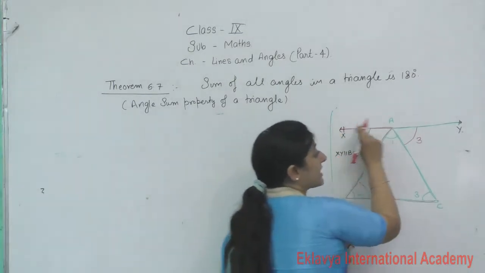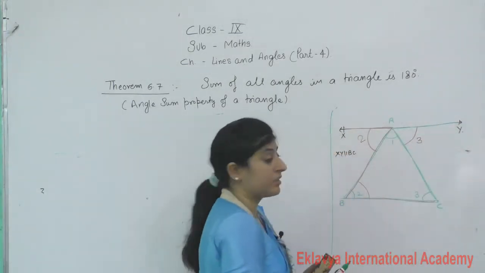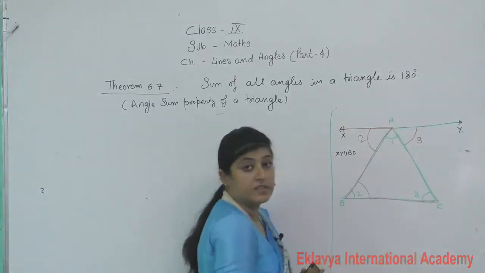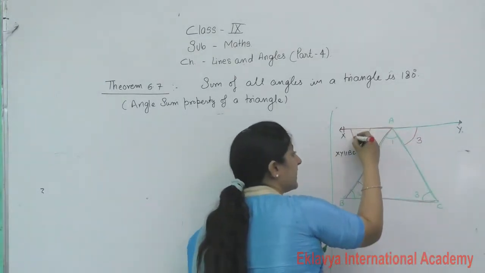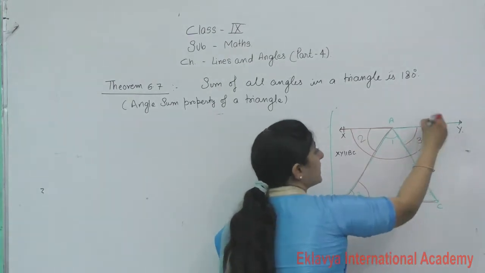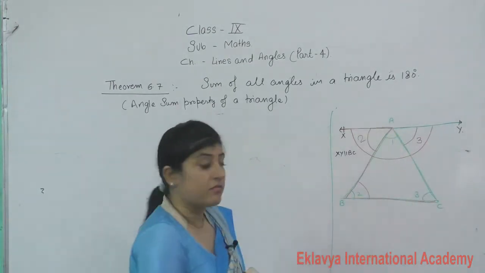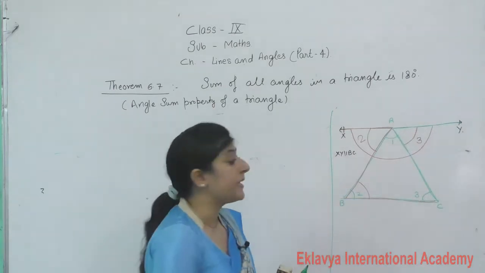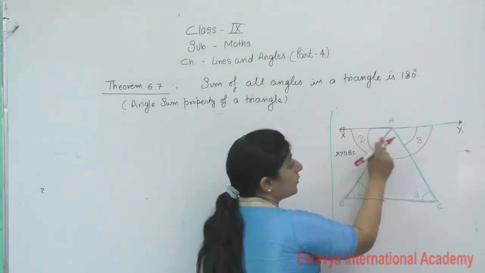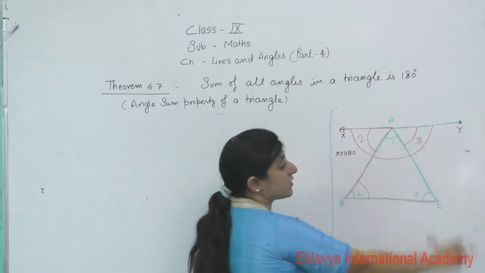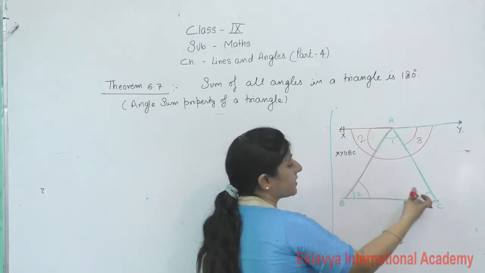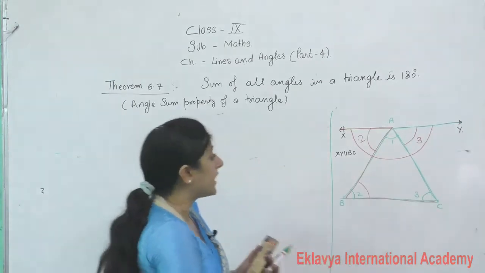Now XY is a line. Rays AB and AC stand on it. Then if you see, what is the sum of all these angles? They are making a semicircle, or we can say by linear pair axiom, angle 2 plus 1 plus 3 is equal to 180 degree. And this thing we have to prove, that 1 plus 2 plus 3 is equal to 180 degree.